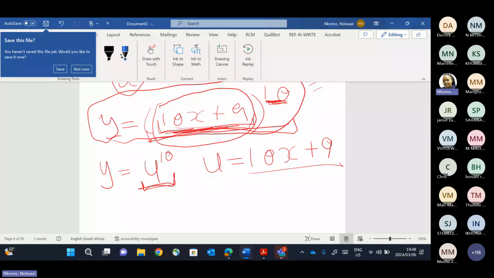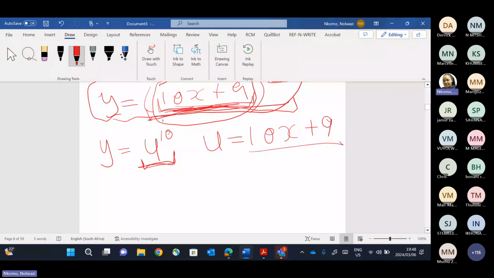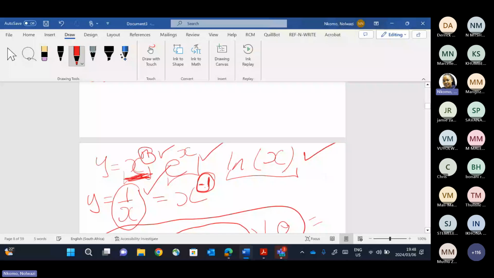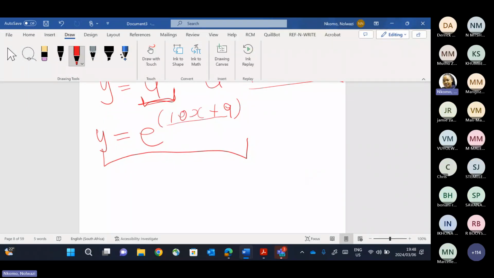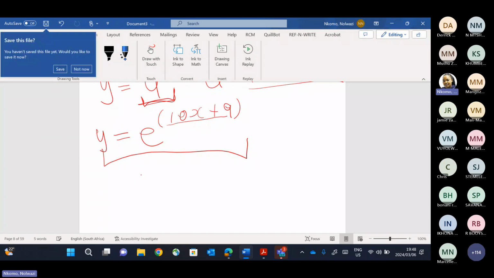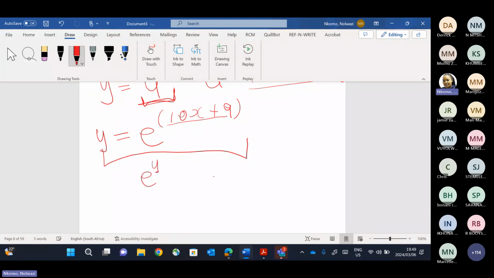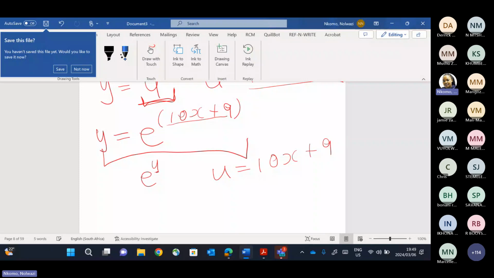So this means we write y is equal to u to the power 10. Again, if you had something like y equals e to the power 10x plus 9, you see that this function is closer to this one, right? So this means your new variable should be this, so that you'll have e to the power of one variable, and that variable is equal to 10x plus 9, right?